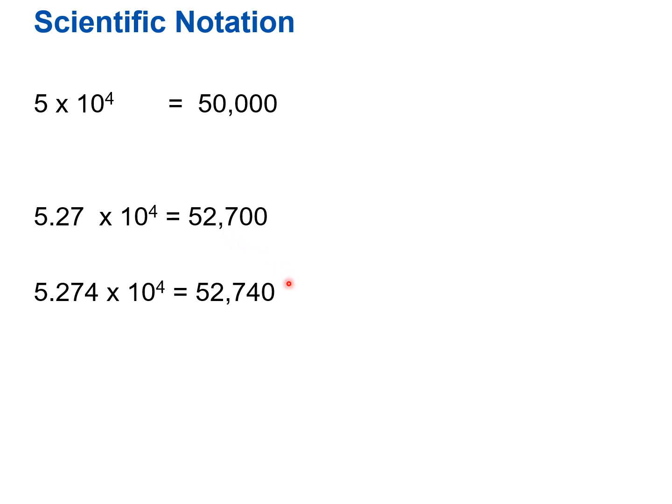Let's increase our number by just a bit. Instead of 52,700, let's have 52,740. And so it's going to be 5 point something times 10 to the fourth, just as it was in the middle of the page. And that something that comes after the point is 274. So both of these numbers, the 5.27 times 10 to the fourth and the 5.274 times 10 to the fourth, are just a little bit more than 5 times 10 to the fourth.